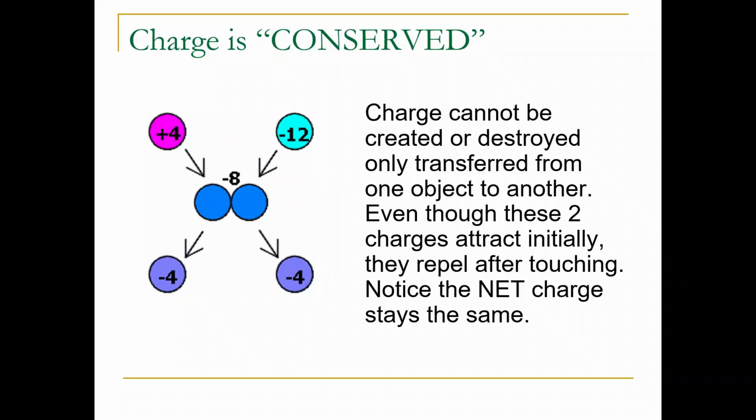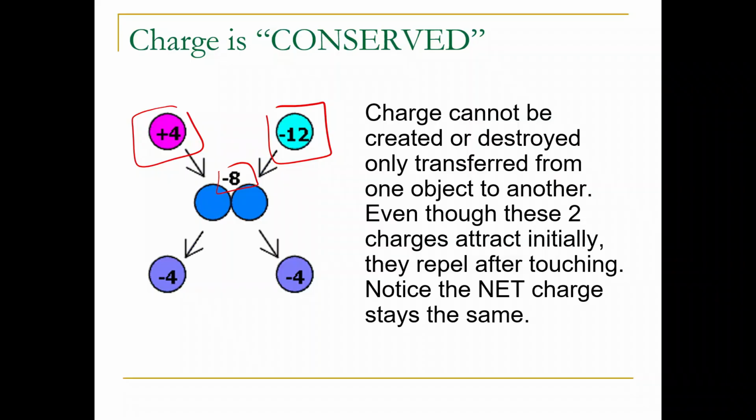So for example, if I start off with 2 objects, one with a positive 4 charge and another with a negative 12 charge, my total charge at the start is negative 8. So then what happens if I take those 2 objects and I touch them together? If they're conductors, those charges are going to be free to move around. And what's going to happen is the charges are going to rearrange themselves until the charges are equal on both objects, as long as the objects are identical in size. We'll see later that if the objects are different sizes, the charges will redistribute themselves, but not always equally.